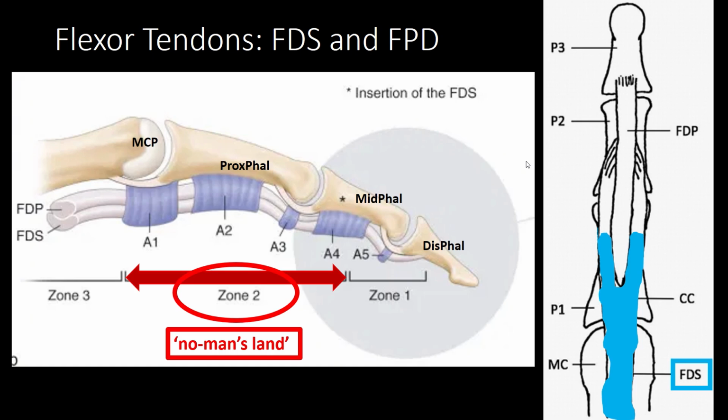Then past the MCP joint, it splits, and this is where it gets complicated. This is probably my least favorite area to ultrasound. But once I figured out this anatomy, it's really helped me. So it divides into 2 limbs, the radial and ulnar limb, and then it basically continues to separate and dives below the FDP. And the FDS, those 2 limbs, insert on the middle phalanx there.